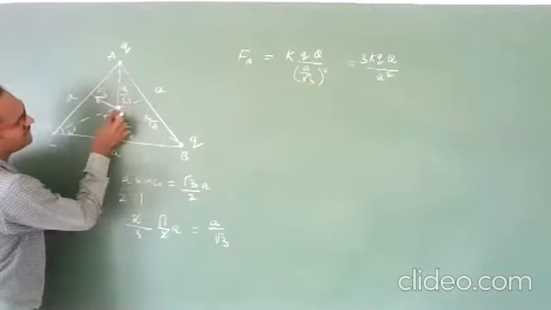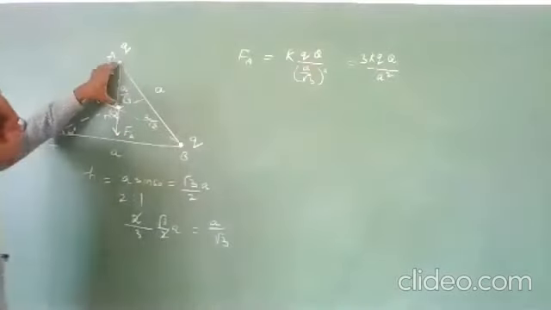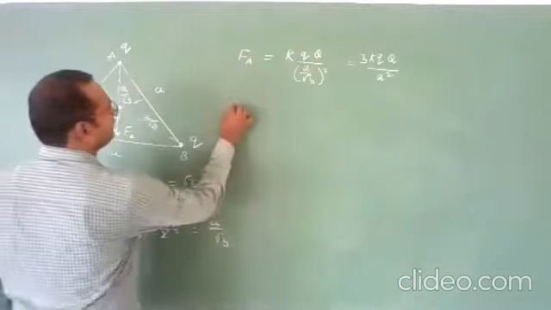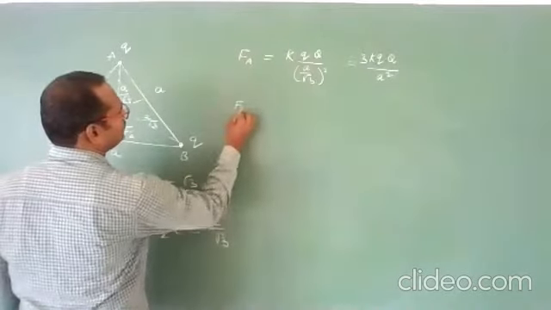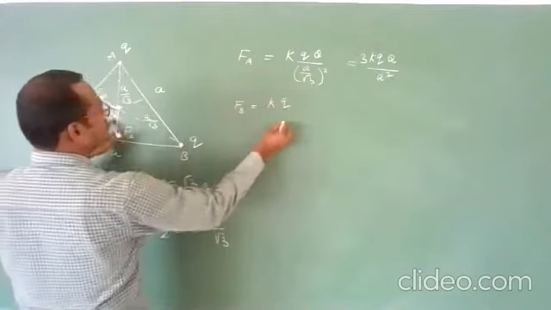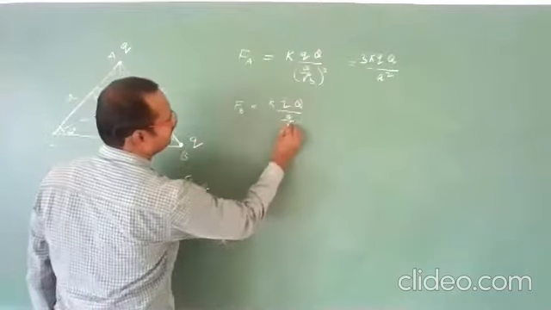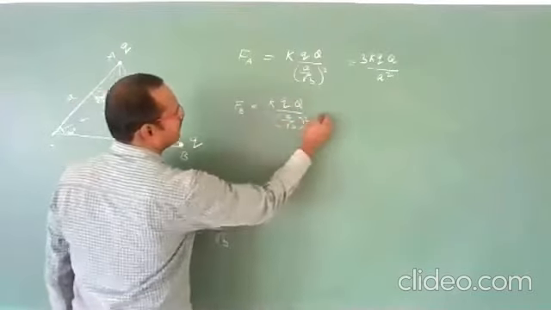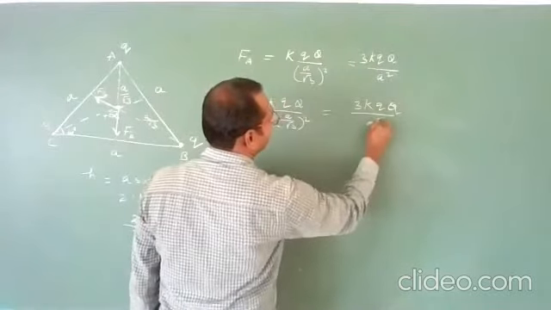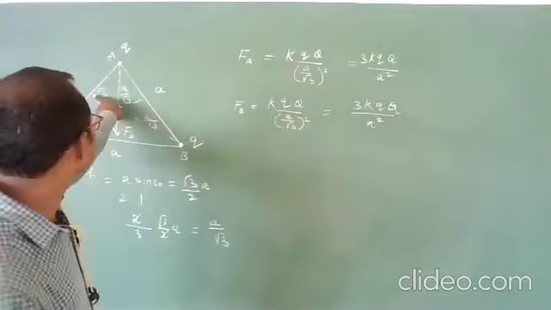This is the centroid. This distance is a by root 3, and this distance and this distance will be the same. Now let us calculate that value. Force due to charge at B is K Q divided by distance, again a by root 3 whole square, which means 3kq by a square. Same value, but in this direction.